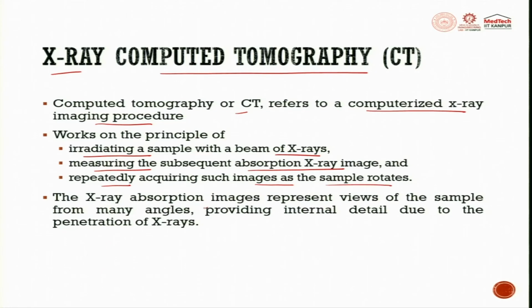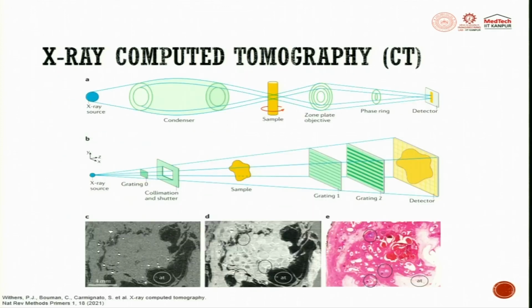So, X-ray absorption images represent views of the sample from many angles, providing internal detail due to the penetration of the X-rays. So, this is a schematic here: the X-ray source is there, there is a condenser, and this is the sample. The sample is rotating from each side, and the images are being captured by the detector, which lets the ray pass through a zone plate, that is an objective, then a phase ring. So, this helps us to capture the image here. This is one way the sample is rotating.